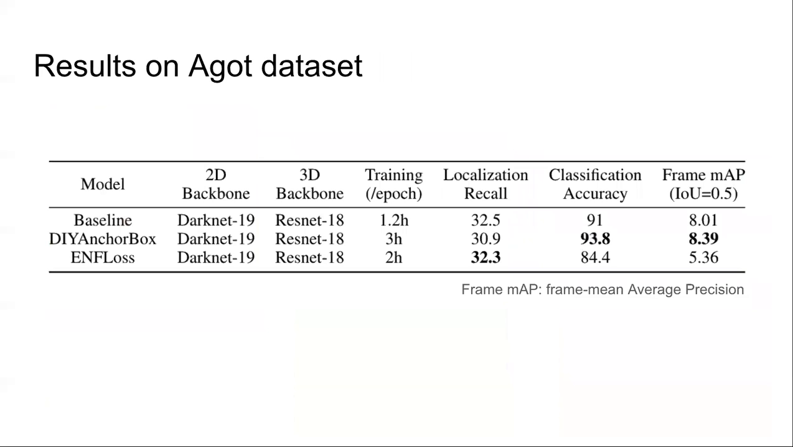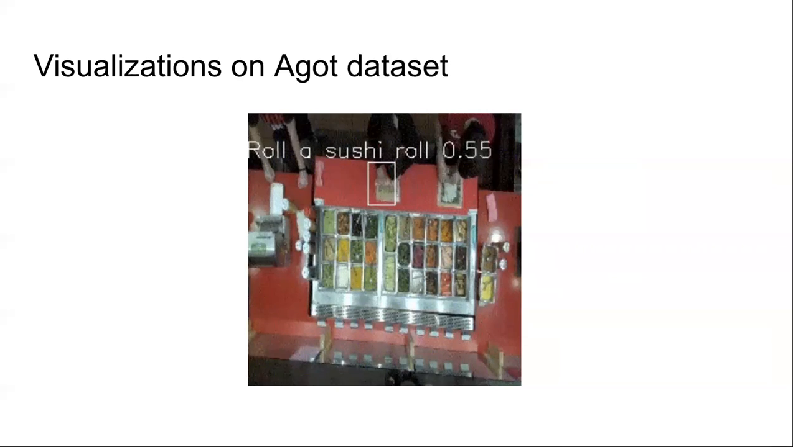Here are the results on the AGA dataset. Compared to the baseline, we see the YOWO model with a DIY anchor box has a very good accuracy as well as satisfying frame mAP. The ENF loss, however, failed to perform well in terms of classification and frame mAP. Here are some visualizations on the AGA dataset.